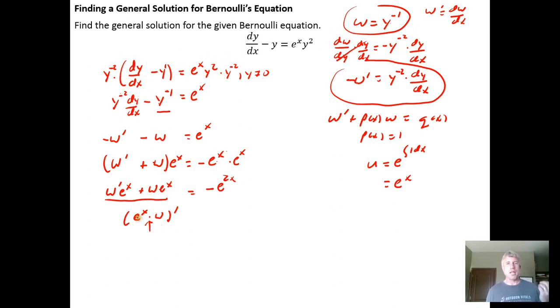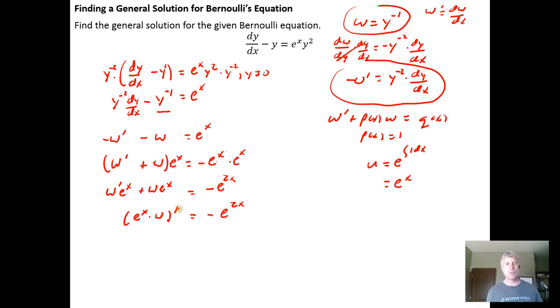So e to the x times w prime, plus the derivative of e to the x, which is e to the x, times w. So you just check that this is the result of taking the derivative of the integrating factor times w. And as long as it is, then you probably haven't made a mistake.